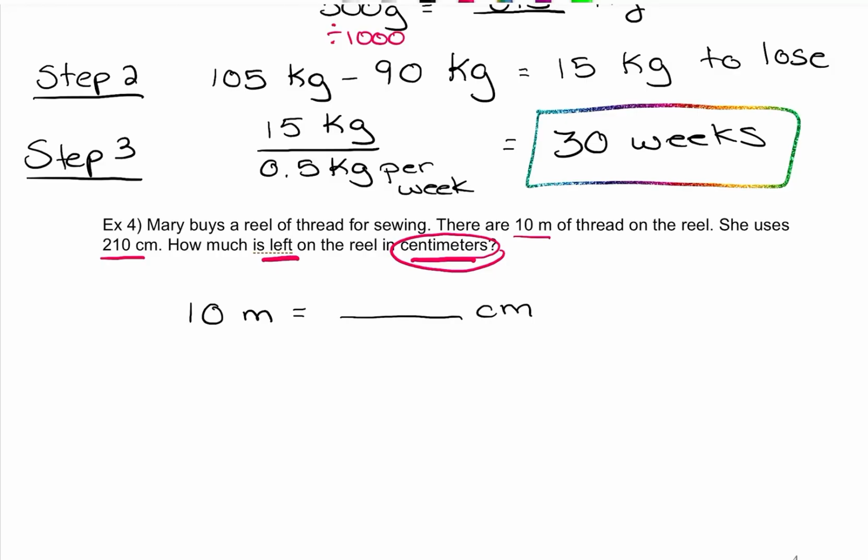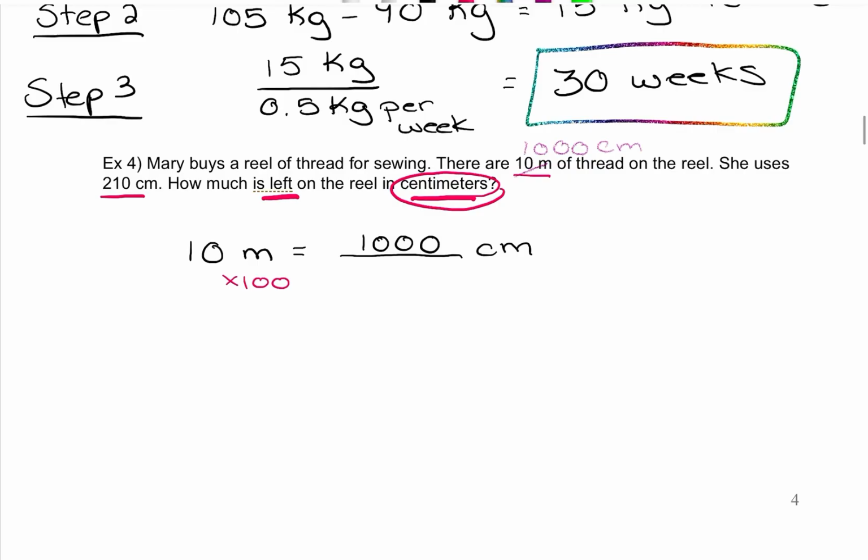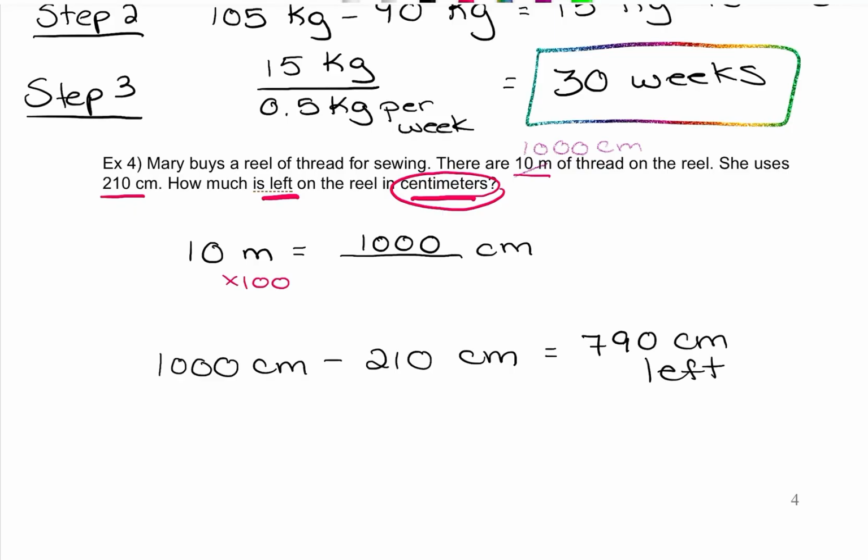Okay, so we're going to look at our conversion. We're going from meters to centimeters, so we will be multiplying by 100. So really, this question is saying there's 1,000 centimeters of thread. She uses 210 centimeters. How much is left? Well, if she starts with 1,000 centimeters and we subtract the 210 centimeters that she has used, there are 790 centimeters left. And that is working with converting within our metric conversions.